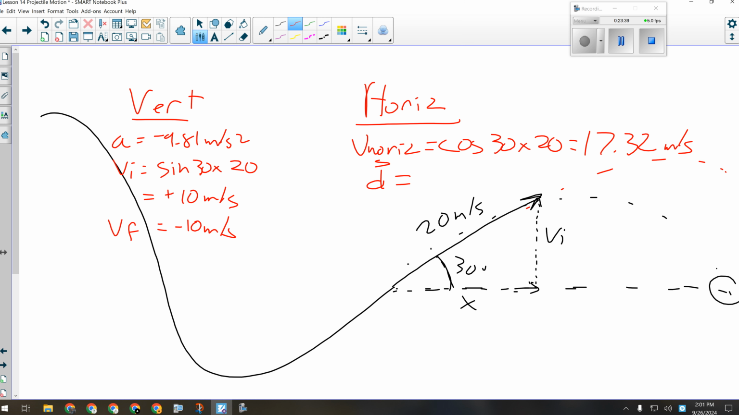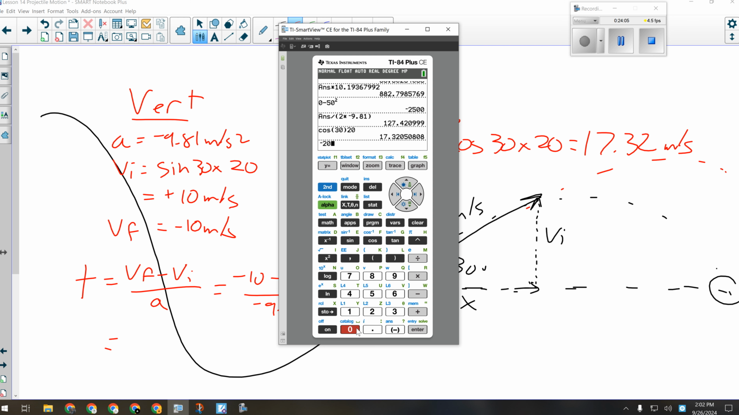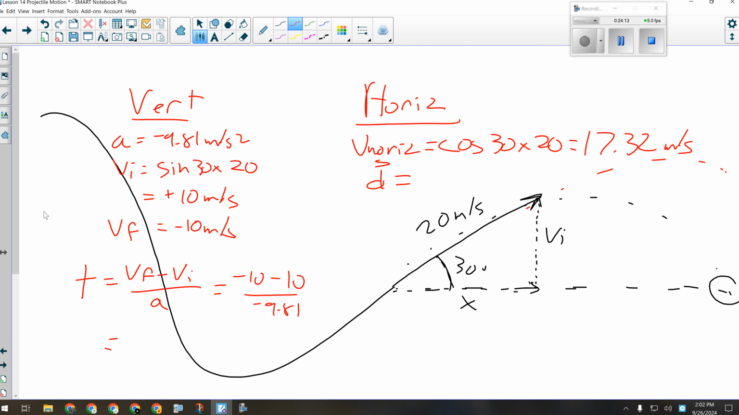Time. Are we always finding time in these questions? Yeah. So I've got A, VI, and VF, vertically speaking, and I've only got one piece of information horizontally. So this would be a good way to get the time using the vertical information. That's going to be negative 10 minus 10 divided by negative 9.81, so negative 20 divided by negative 9.81. They're going to be in the air for 2.04 seconds.